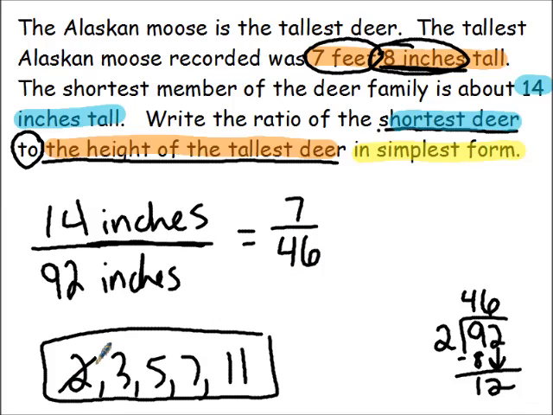7 is not divisible by 2 or 3 or 5. It's divisible by 7, but is 46 divisible by 7? No. And of course, they're not divisible by 11. And so we have 7 over 46, which is simplest form. The smallest deer to the tallest deer.